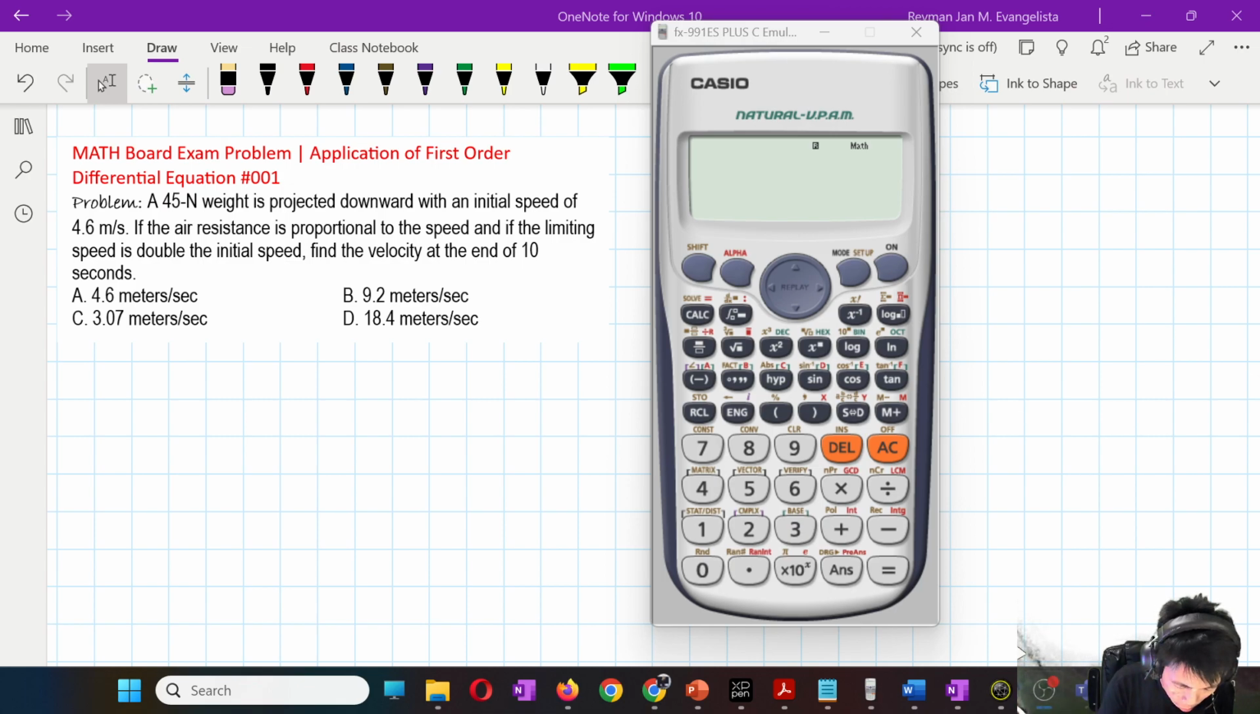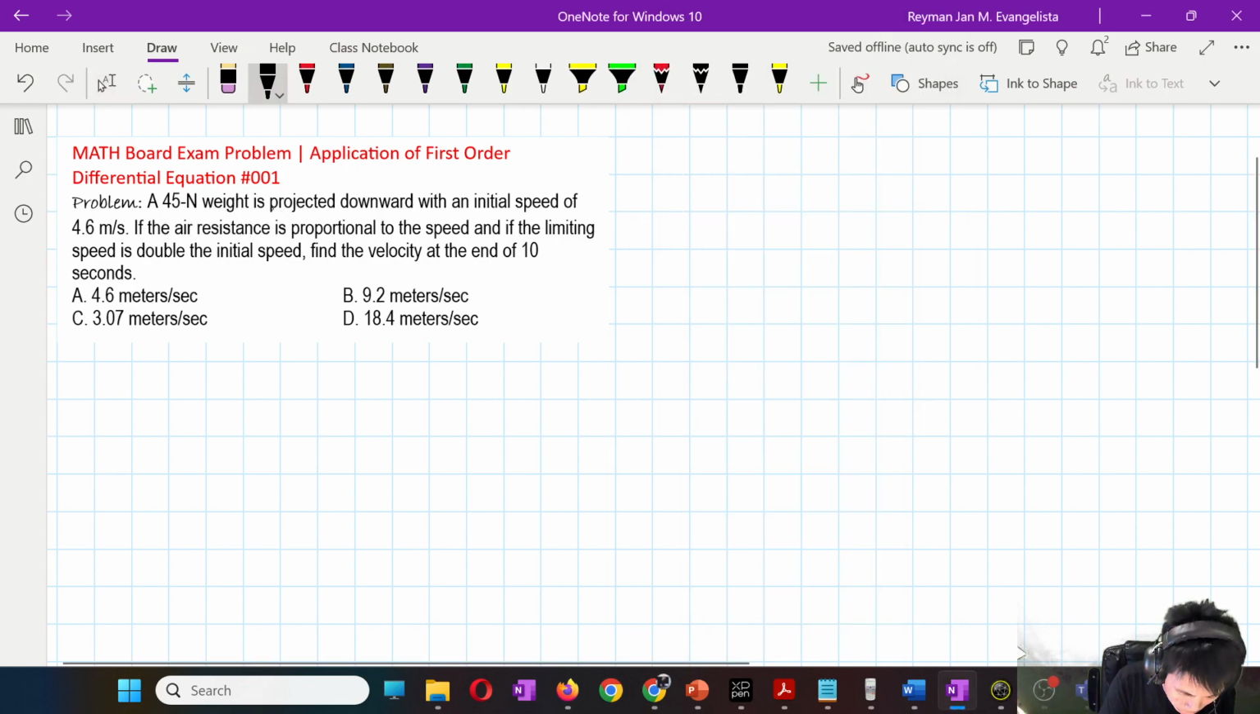A 45 Newton weight is projected downward with an initial speed of 4.6 meters per second. Now, if the air resistance is proportional to the speed, and if the limiting speed is double the initial speed, find the velocity at the end of 10 seconds.